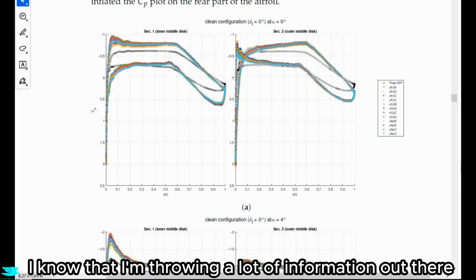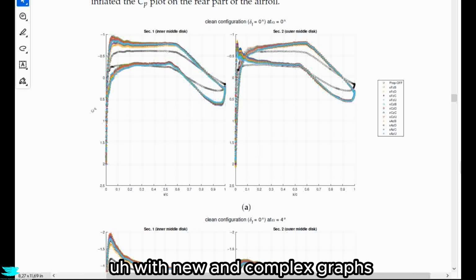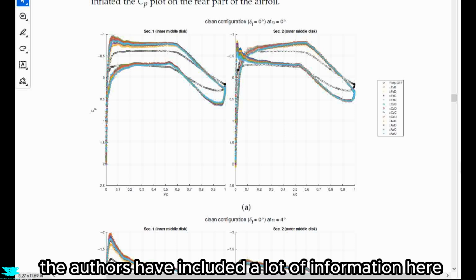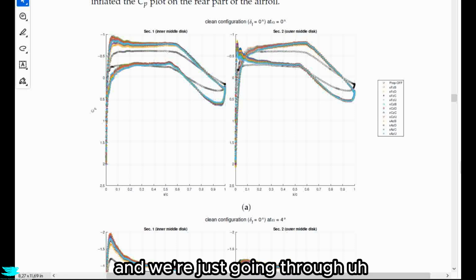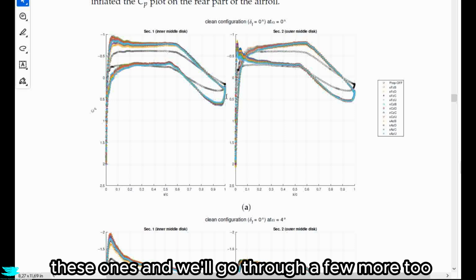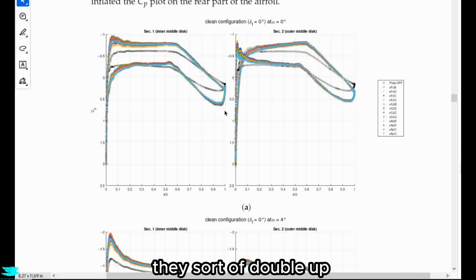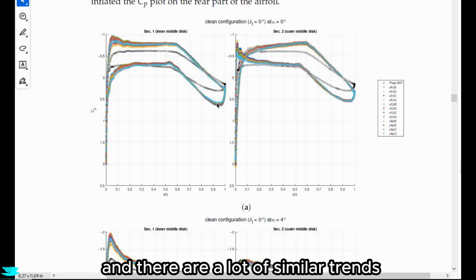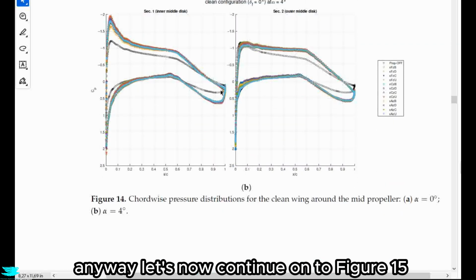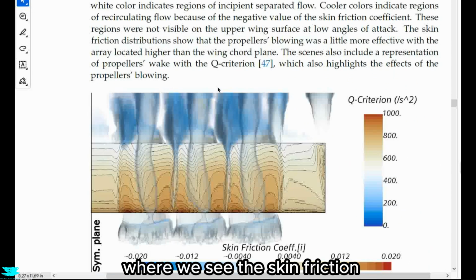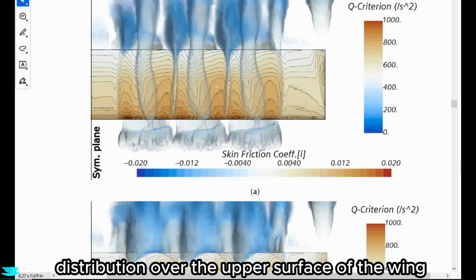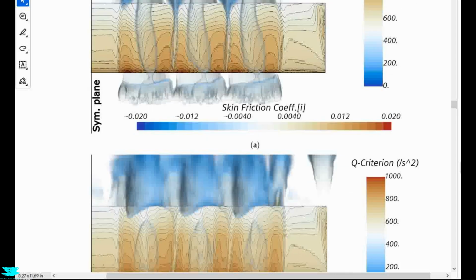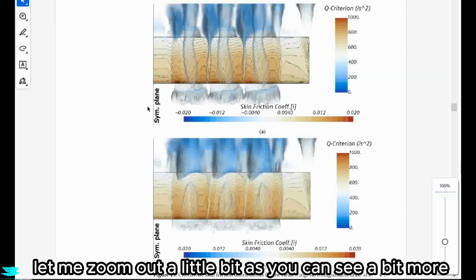I know that I'm throwing a lot of information out there with new and complex graphs, but the authors have included a lot of information here, and we're just going through these ones, and we'll go through a few more too. They sort of double up, and there are a lot of similar trends. So anyway, let's now continue on to figure 15, where we see the skin friction coefficient distribution over the upper surface of the wing. Let me zoom out a little bit here so we can see a bit more.